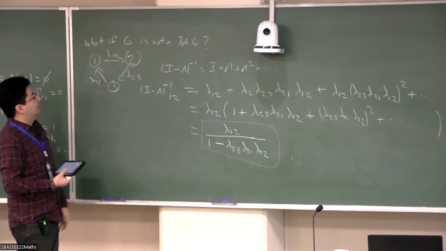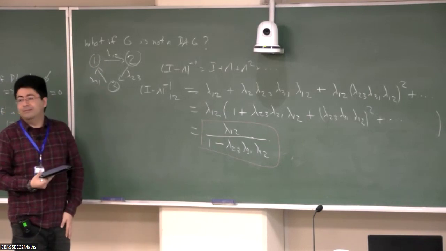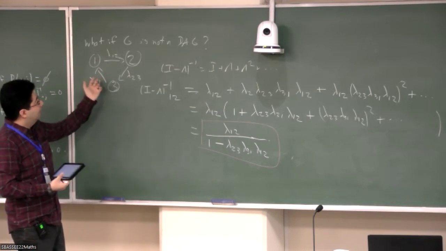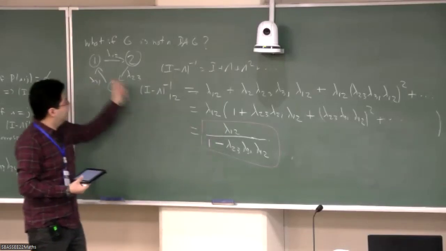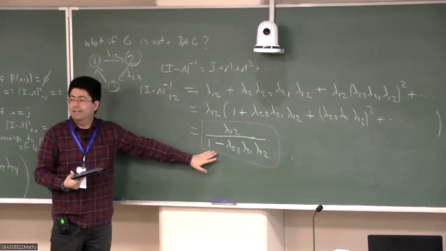And then the other entries you can check on your own. They're going to be exactly the same. They're going to be the corresponding edge divided by this.